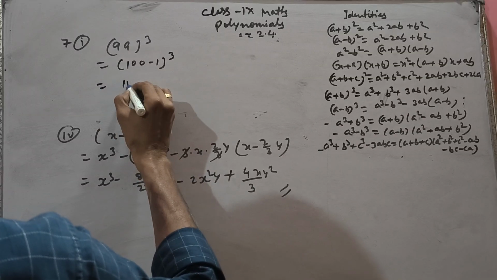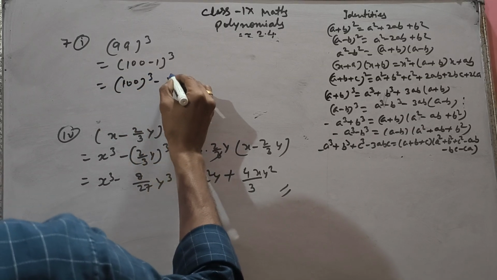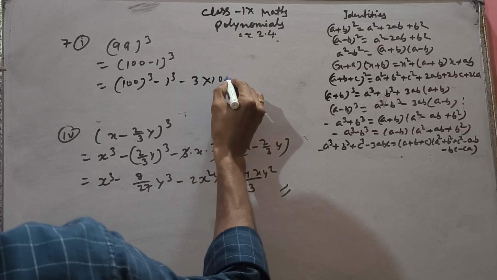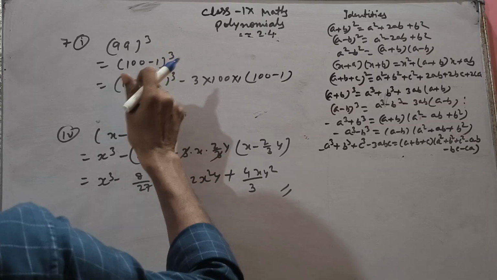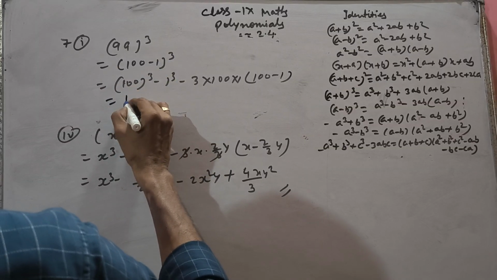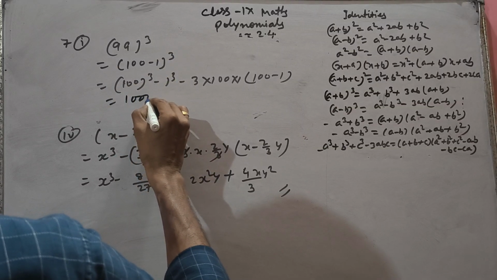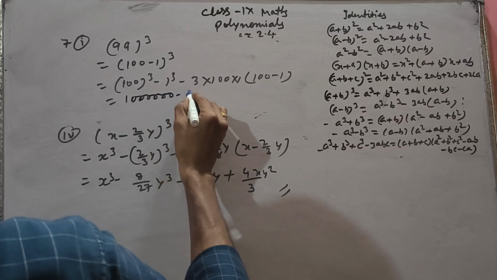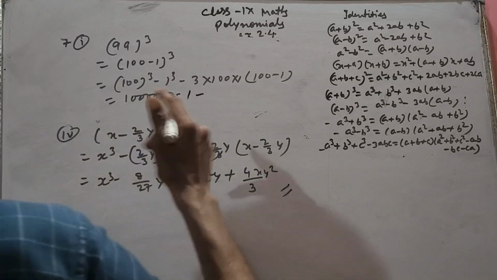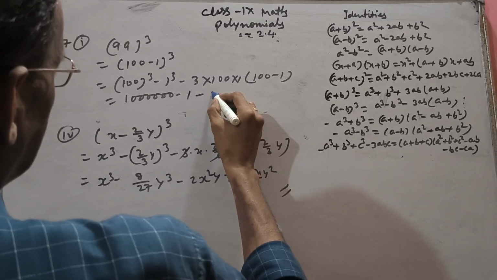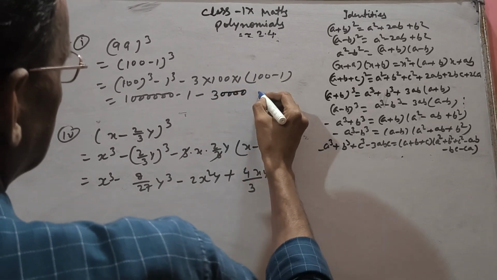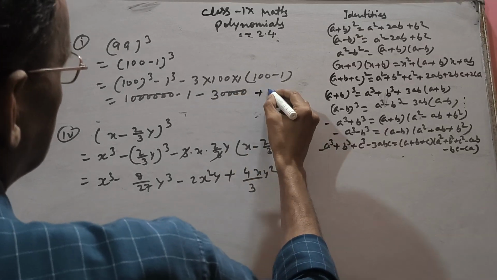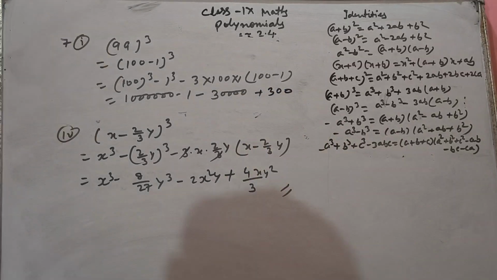A minus B whole cube equals the formula A cube minus B cube minus 3 into A into B into A minus B. So 100 cube is 1 followed by 6 zeros, minus 1, minus 300 into 100, how many zeros? 4 zeros. Minus, plus 300 into 1, 300. Okay, understood?